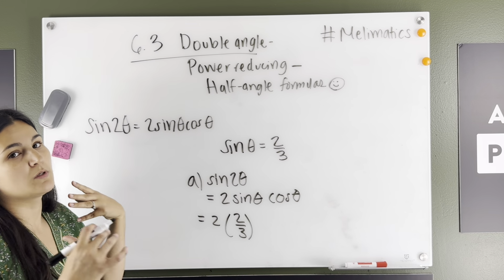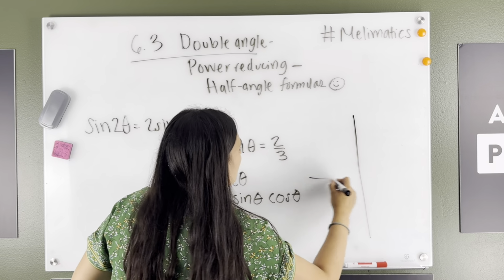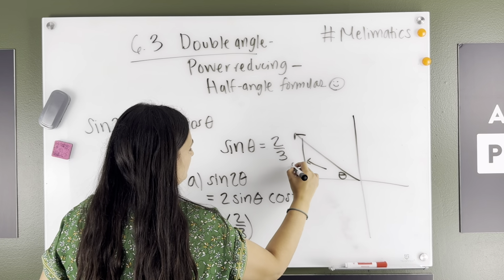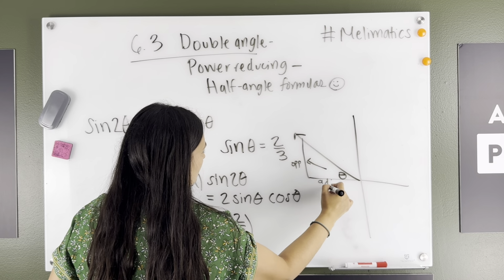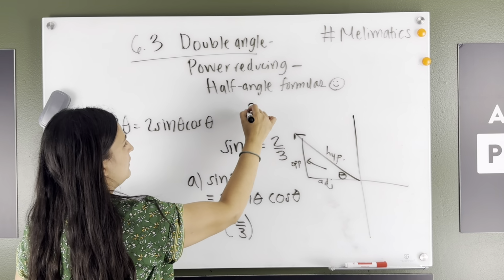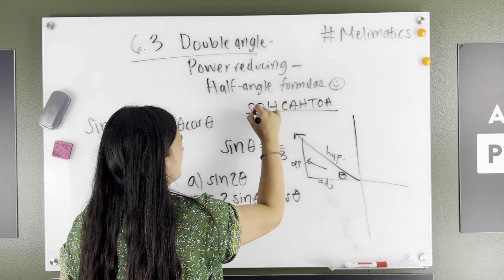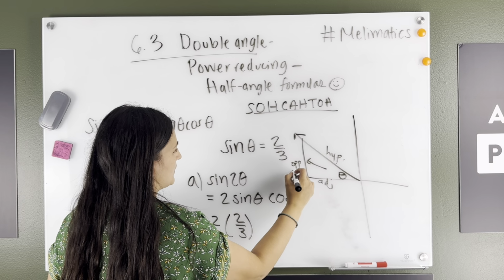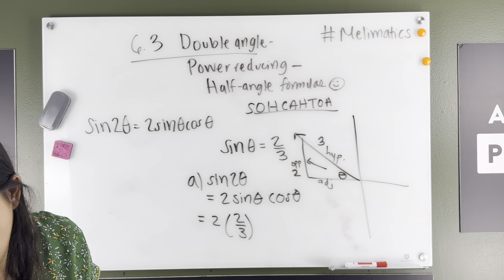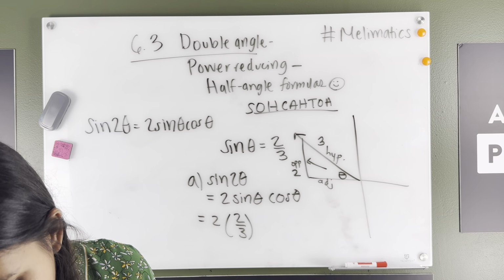What are we gonna have to do? Right triangle once again. It's in the second quadrant. Draw your triangle. Label it like always. Okay, and we know SOHCAHTOA: sine is opposite over hypotenuse, so this is going to be 2 for opposite, 3 for hypotenuse, and then you would have to find the adjacent by doing the Pythagorean theorem.